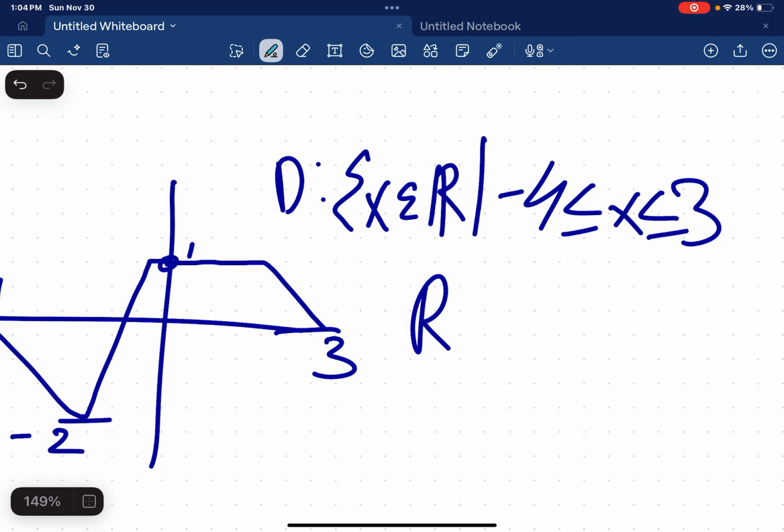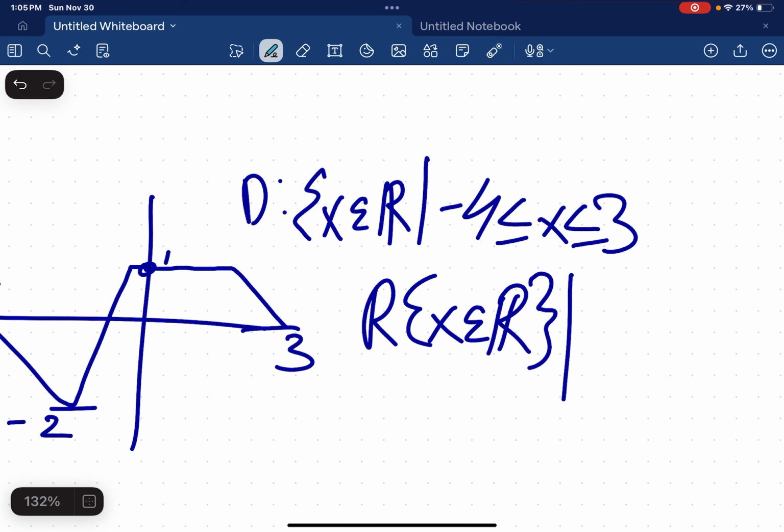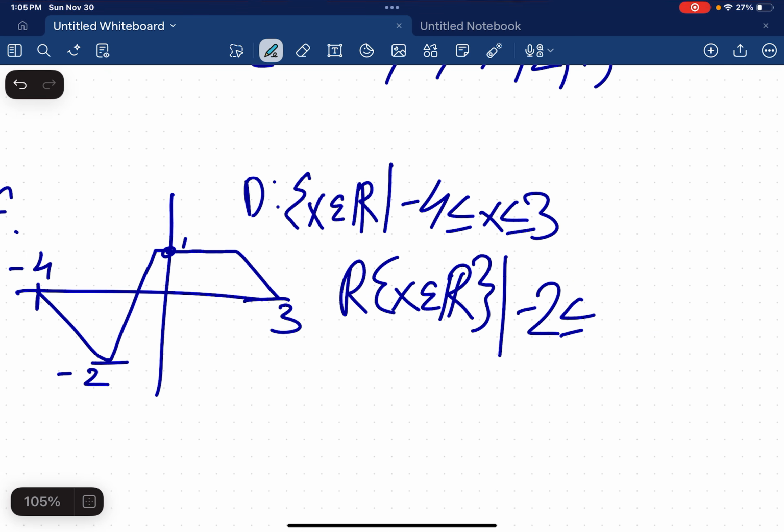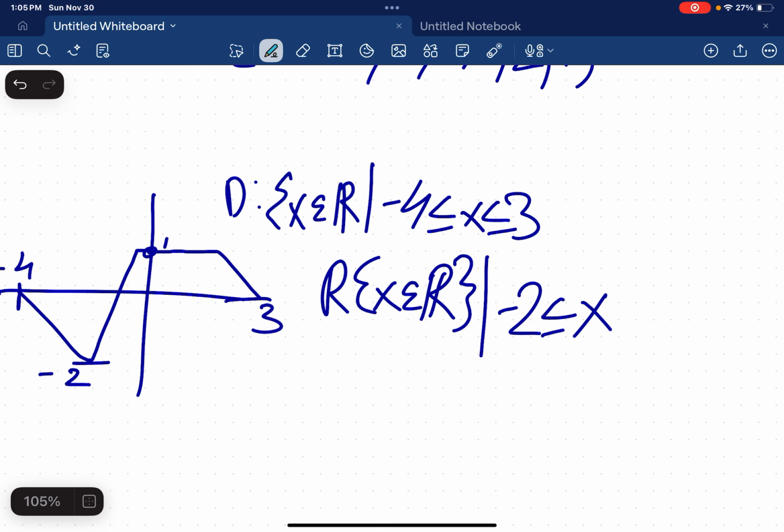And we'll do the same for our range. I'm just showing different ways you can notate domains and ranges, by the way. Our lowest value was -2. It's going to be greater than or equal to -2, less than or equal to y, which is less than or equal to 1.